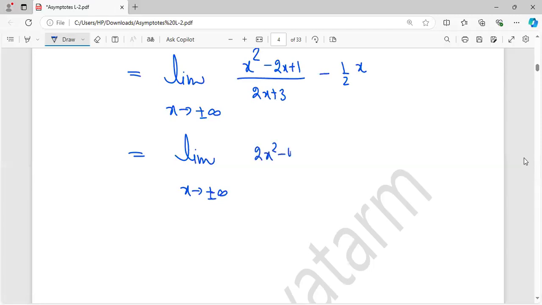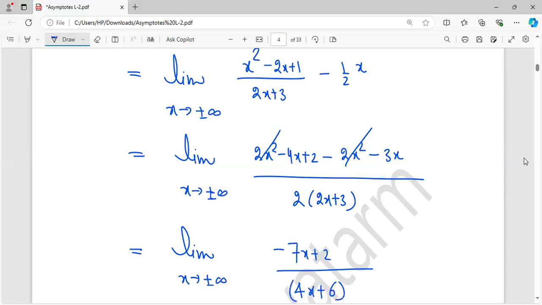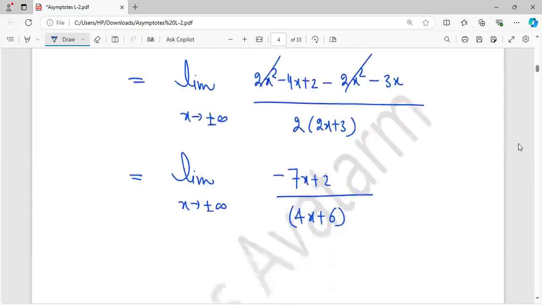2x² − 4x + 2, and this is 2x² − 3x. So this cancels out, and this is 2x + 3. Limit x tends to plus-minus infinity of this: −7x + 2 over 4x + 6. Now take x common outside. So what will you get?